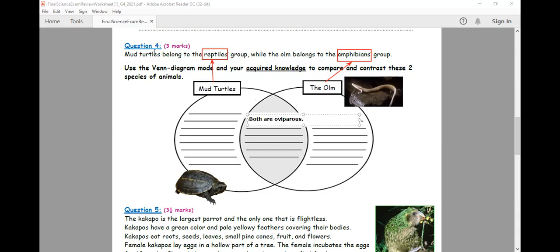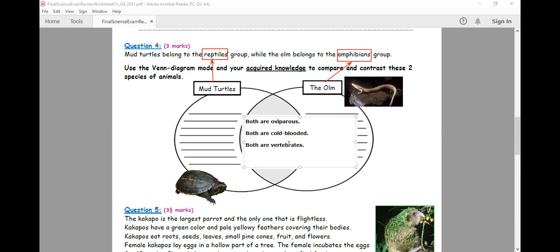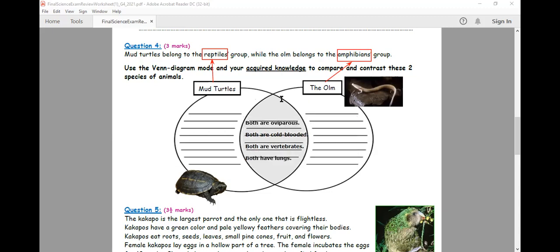That's right. What else? Both are cold-blooded. Excellent. Both are vertebrates. Great. Both have what to breathe? What do they have to breathe? With their lungs. Both have lungs. So there are four similarities. It's enough to mention two. Writing two similarities is enough. Writing two differences is enough.